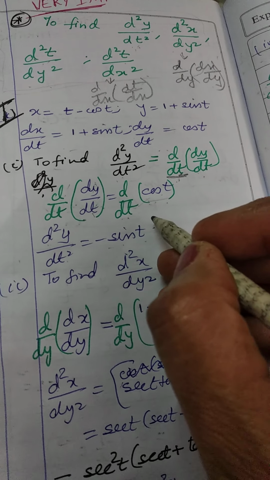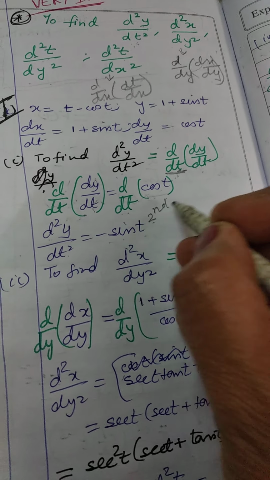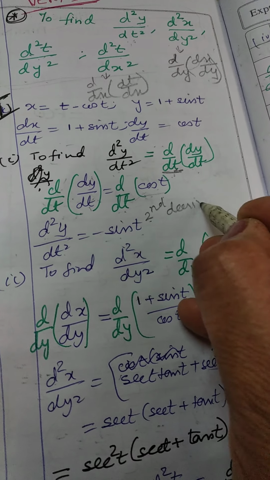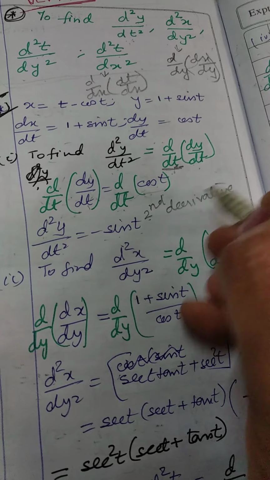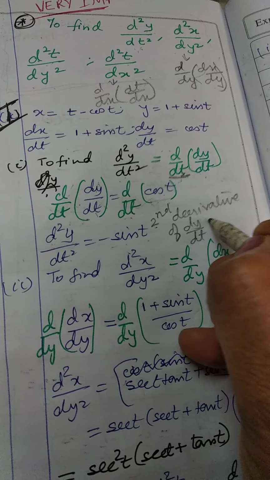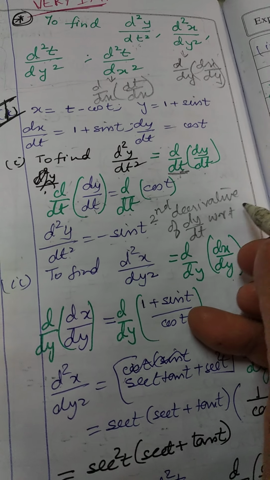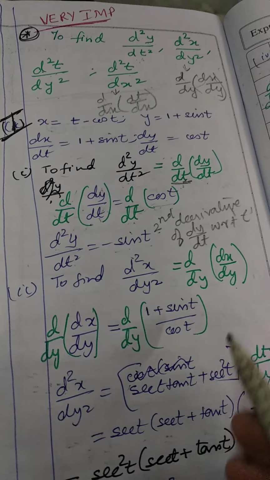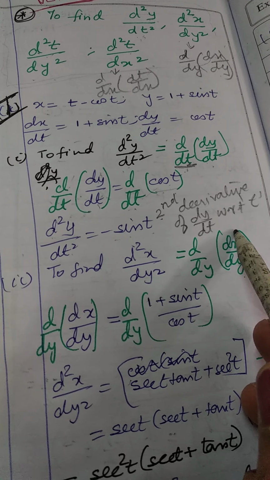So we have differentiated, the second time, the function dy on dt with respect to t. This is the second derivative of dy on dt with respect to t. That's the meaning of the statement.